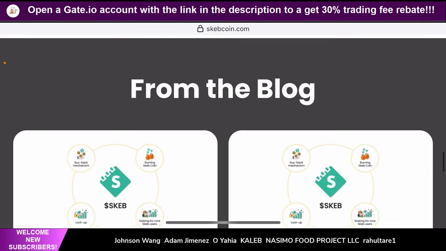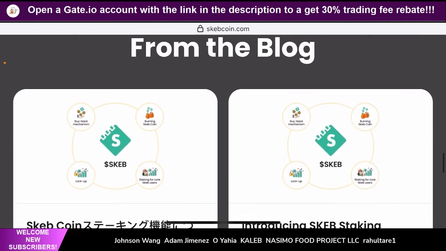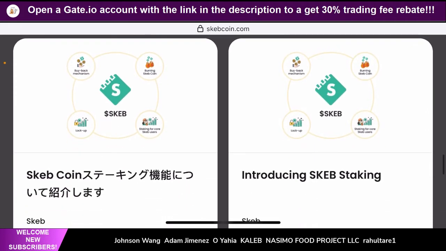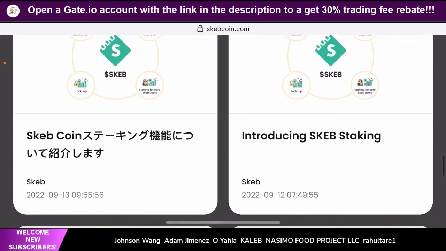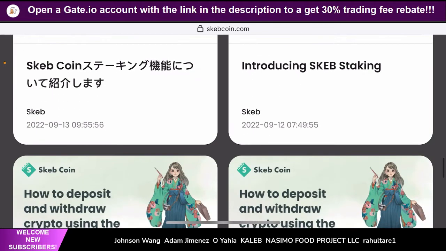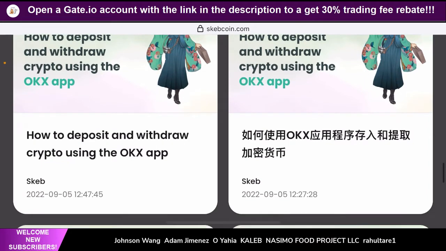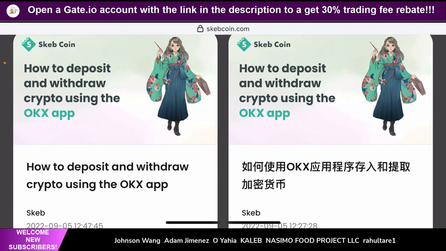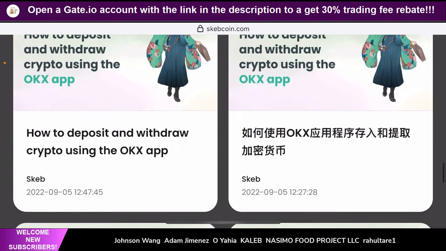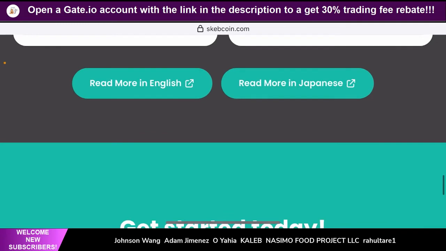So if you scroll further below, they have a blog as well, which you can use to access information directly from their platform. Most of the content is in English, but you can find Japanese content as well. And if you know Japanese, then you can obviously access their information directly, right? So you can find other information as well on how to deposit and withdraw crypto using the OKX app, as well as other apps. You can access the information in English as well as Japanese if you want.